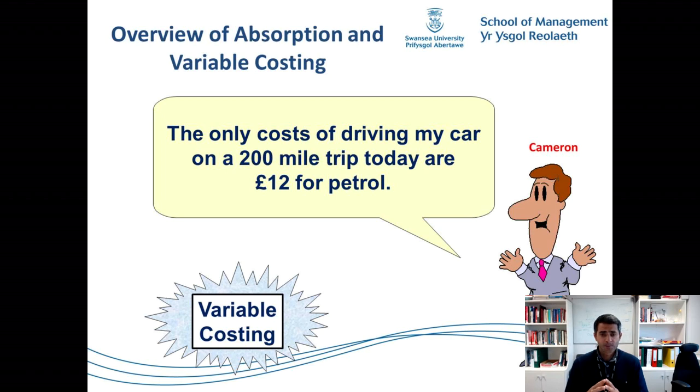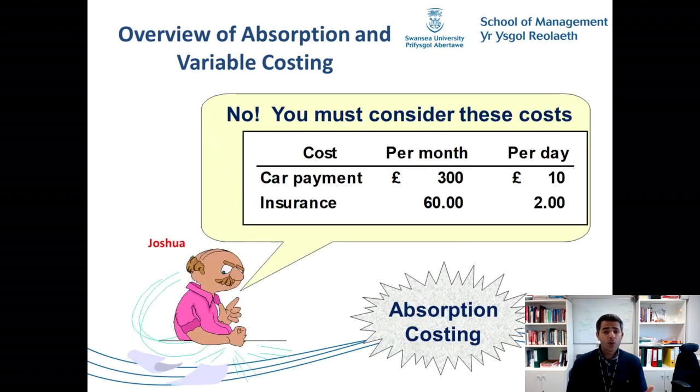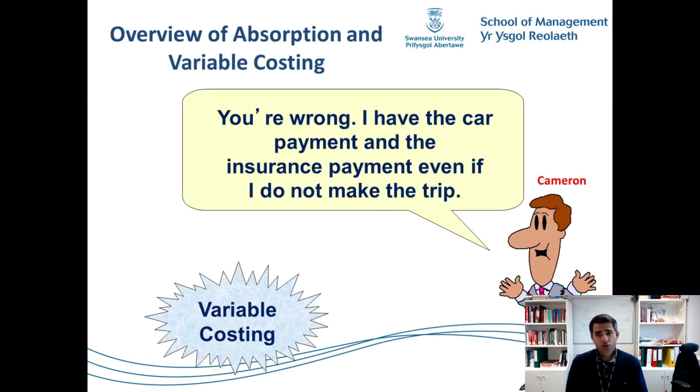But now what Josh is saying, he said, how about the other costs? We have other costs, such as the car payment. That's almost £10 every day. That's £300 a month. How about the insurance, the £60 you pay every month? Why didn't you consider them as part of variable costing? This is absorption costing.